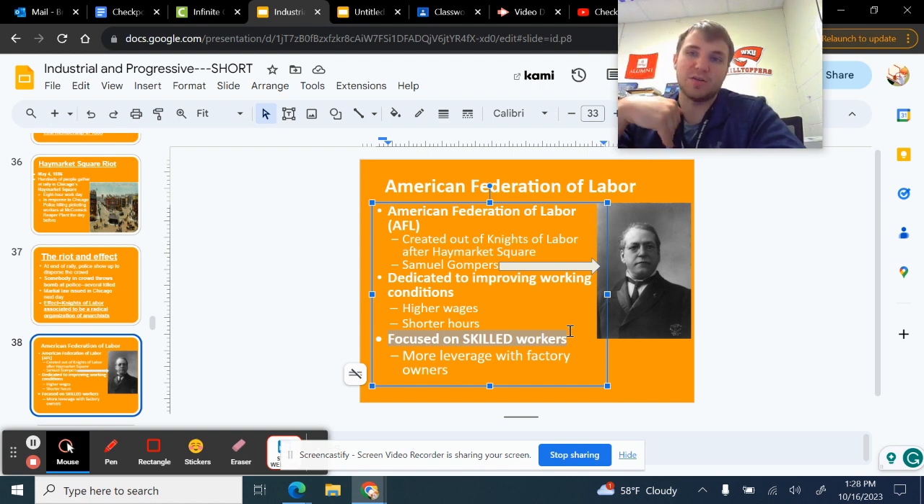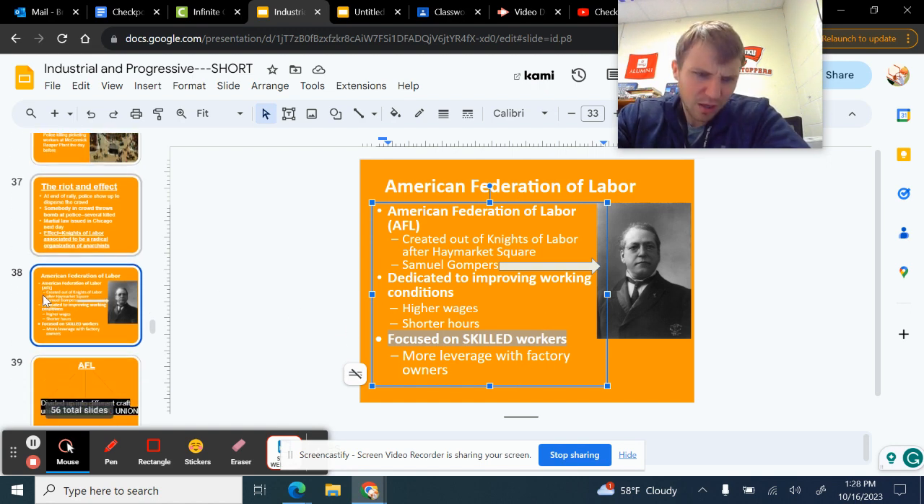Same deal here with the Knights of Labor. The Knights of Labor did not have as much leverage because they weren't just skilled laborers. The AFL, because they were only skilled laborers, not everybody had the skill that they did. They had a little bit more leverage when it came down to sitting with the factory owners and pushing for higher wages or whatever they needed, because they were not as easily replaced. You couldn't just walk down the street and find somebody to be a welder or whatever.